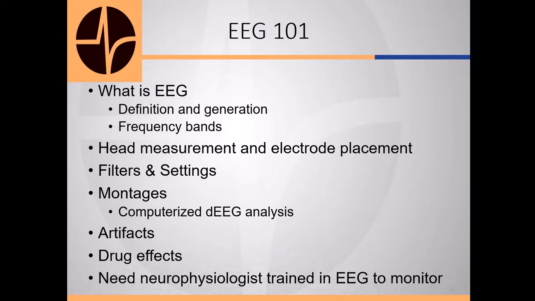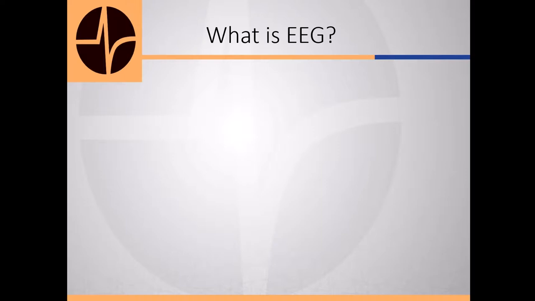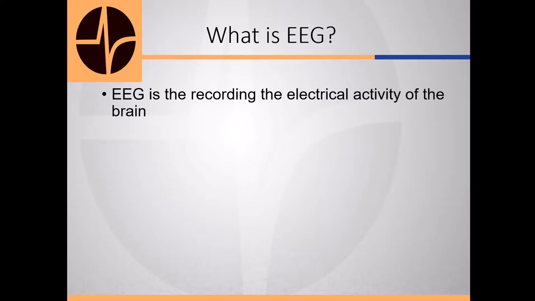And one of the reasons you really need an EEG trained person for your oversight is that EEG changes can be so subtle that they can be missed. And if the person is not used to reading EEG, these changes may not be caught in a timely fashion. So what is EEG?